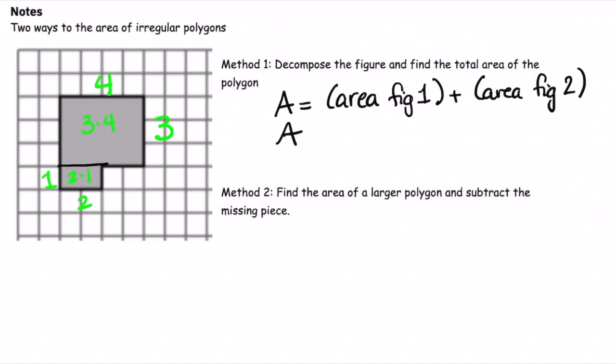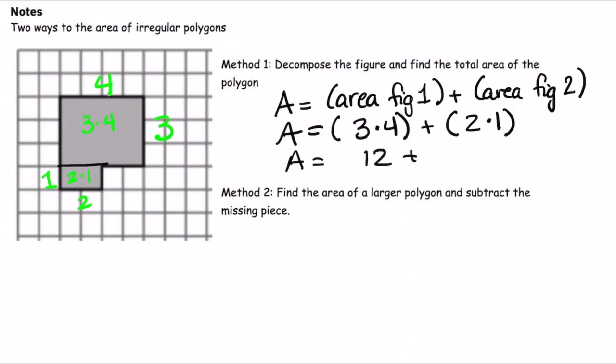So area of my first figure is 3 times 4 plus my little figure 2 times 1. So area is equal to 12 plus 2. My area is equal to 14 square units. So that's the first method you can use.